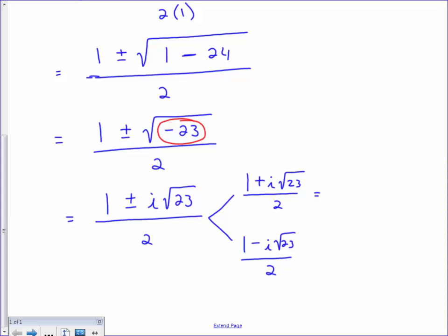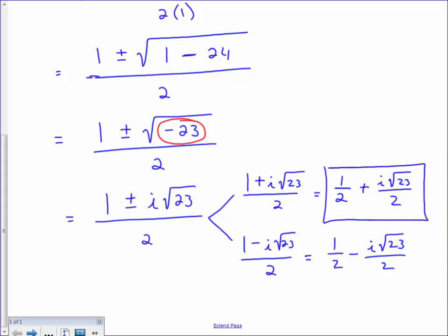However, we do want to rewrite the answer, and what you will do is you will take each of the top terms and put it over 2. So we would do 1 over 2 plus i roots of 23 over 2, and on this one we'll do the same thing, 1 over 2 minus i roots of 23 over 2. What this does is, if the problem will simplify or reduce, it will put it in the correct format to be able to do that. So these guys would be my answer.